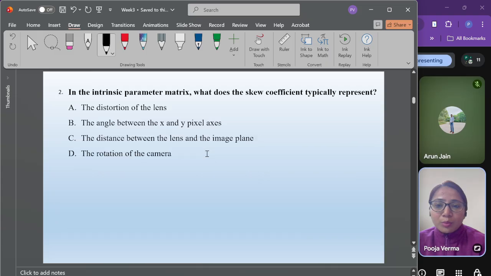Okay, so now moving to our next question. In the intrinsic parameter matrix, what does the skew coefficient typically represent? Option A, the distortion of the lens. Option B, the angle between the x and y pixel axes. Option C, the distance between the lens and the image plane. Or option D, the rotation of the camera.